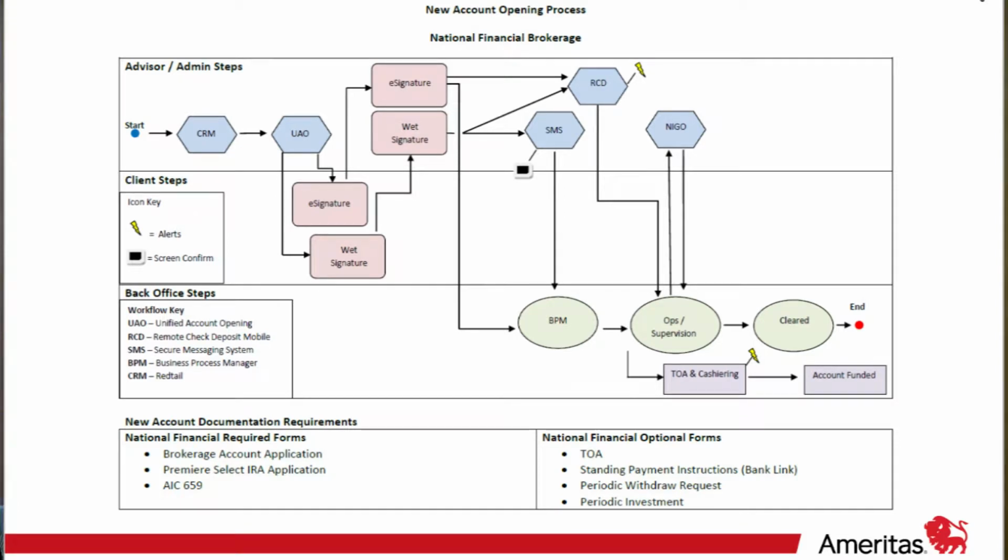Okay, for the most part, because you're using the UAO system, it's not going to allow you to push anything through without the fields being filled out properly. But they'll look at it. If it is a NIGO, they'll shoot it back to you, tell you what it is. You'll have to correct it, shoot it back to the back office. The back office will then clear it. And if there is any type of TOA or cashiering, they'll take care of that, and the account is funded.